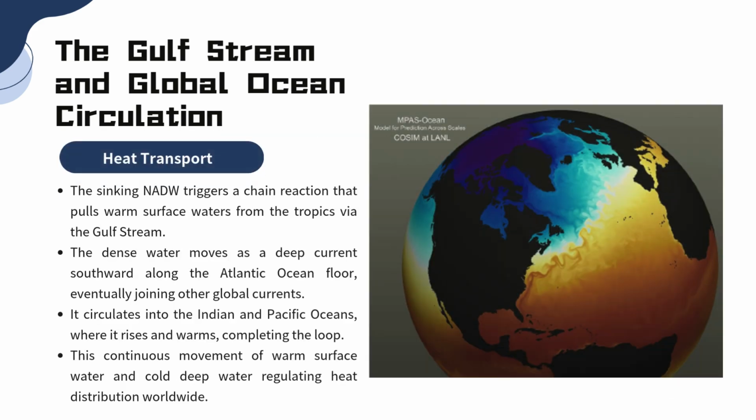The sinking North Atlantic deep water triggers a chain reaction that pulls warm surface waters from the tropics via the Gulf Stream. The dense water moves as a deep current southward along the Atlantic Ocean floor, eventually joining other global currents. It circulates into the Indian and Pacific Oceans, where it rises and warms, completing the loop. This continuous movement of warm surface water and cool deep water regulates heat distribution worldwide.